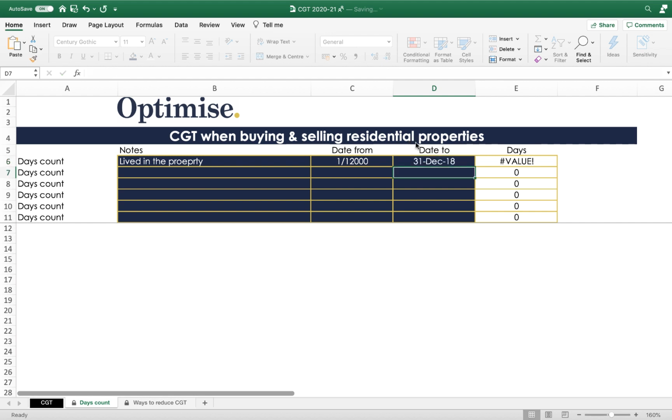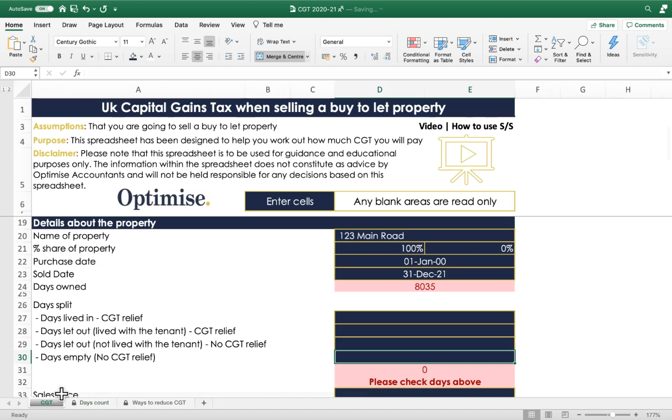So we want to say, well, we lived in the property until the 31st of December 2018, as an example. Now, I've messed things up here, so let me just try that again. There we go. So this now tells me the days, 6939. So it just helps me to understand how to put numbers together. This is a quick calculator to stop you from having to get the manual calculator out and work out those days. So 6939 is the days that we lived in that property. So we'll put that in here.